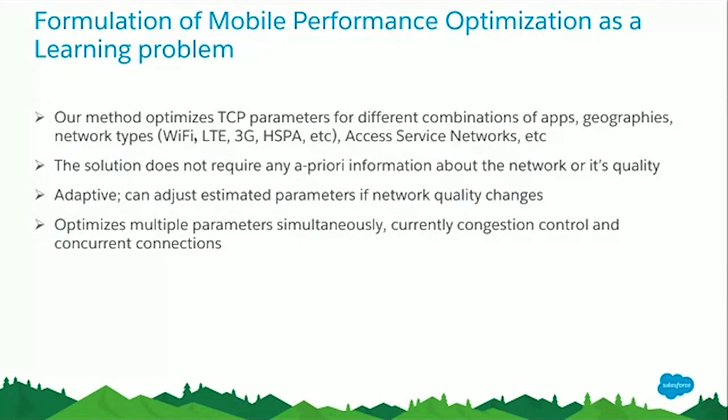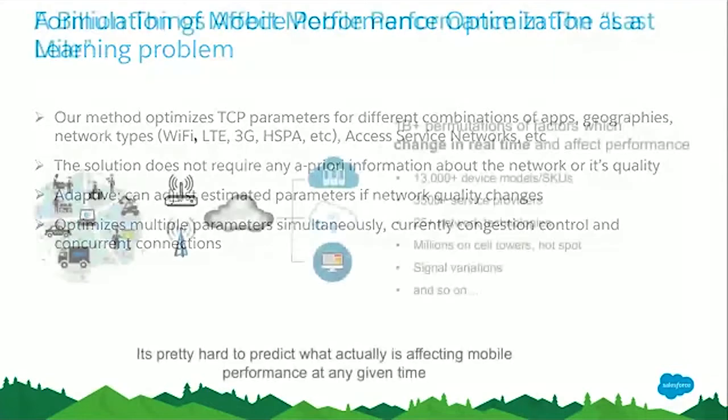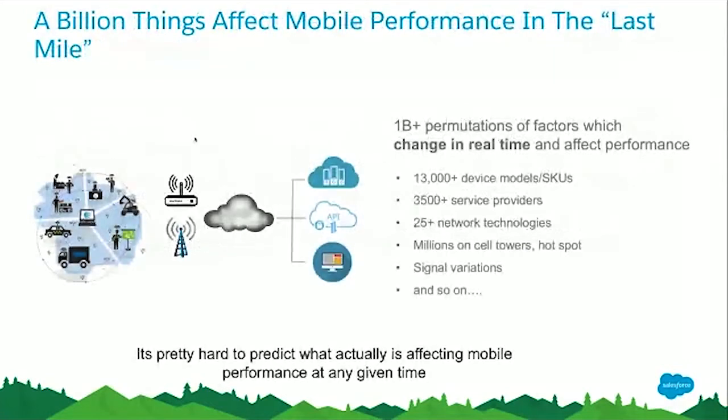And we have the capacity to optimize multiple parameters simultaneously. Currently, we're looking at parameters which represent congestion control and concurrent connections. So before we go any further, I just wanted to talk a little more about what affects performance in the last mile. The last mile is between the final server and the phone. That's also called the network edge.